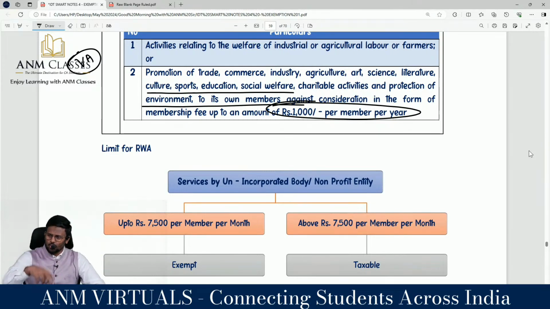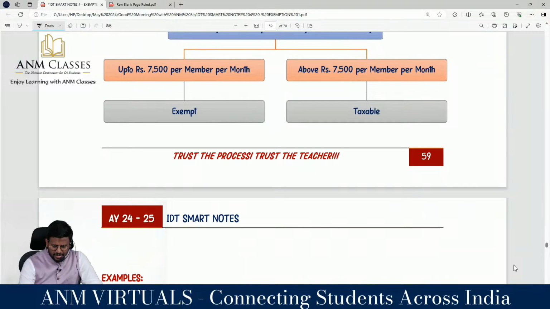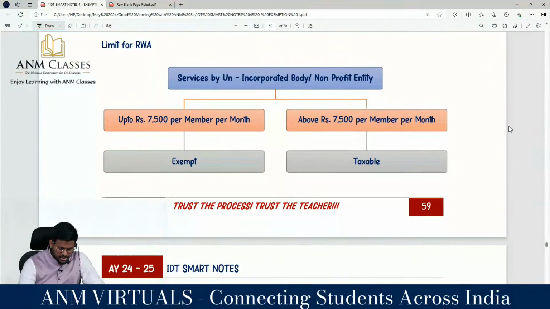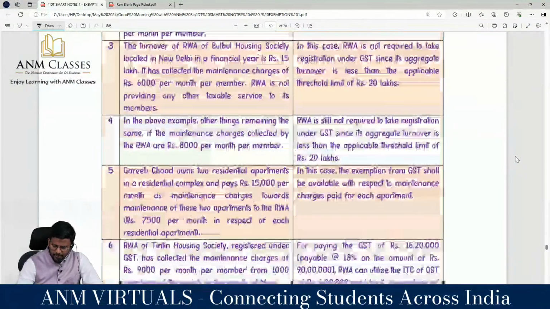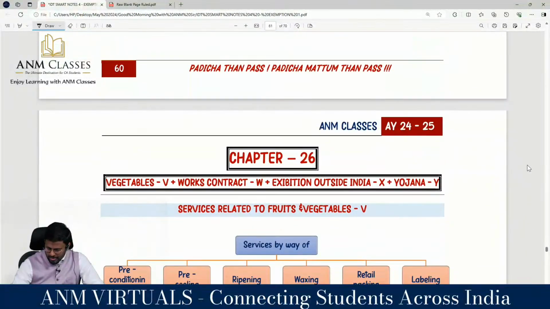Other bodies or associations for the growth of things like trade, commerce, industry, agriculture, art and all those things: whether it is up to 1,000 per member per year, it is exempt. If it is less than 1,000, exempted. More than 1,000, taxable. So services by the unincorporated body or non-profit entity up to 7,500 per member per month are exempted. Above 7,500 per member per month is taxable. Clear? You can go through the examples which are available, my dear lovable students.